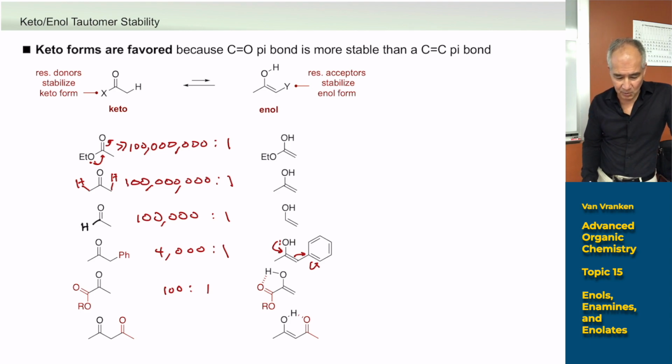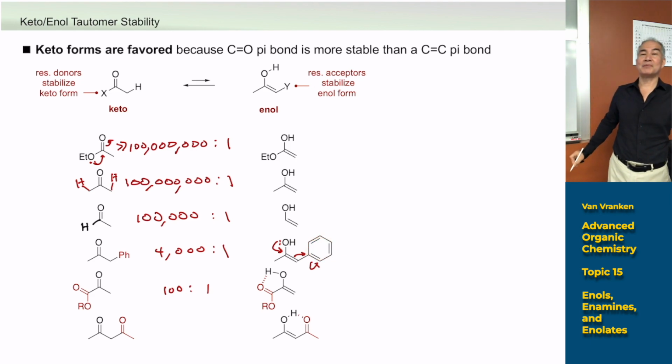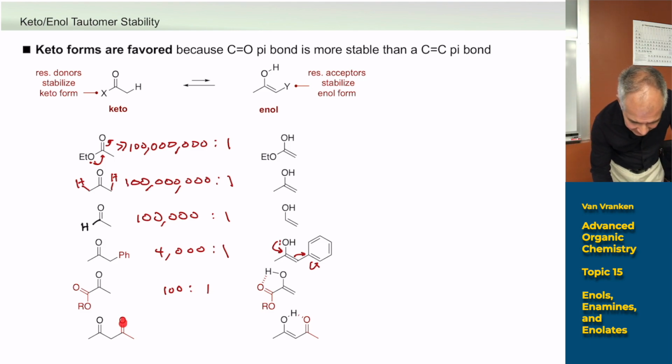The last example we're taking is kind of extrapolating out on this phenyl trick here. What would happen if we put a good pi acceptor there instead of a crappy one like the benzene ring? Well, if we put a good pi acceptor here, over here, it'll really stabilize that enol form.